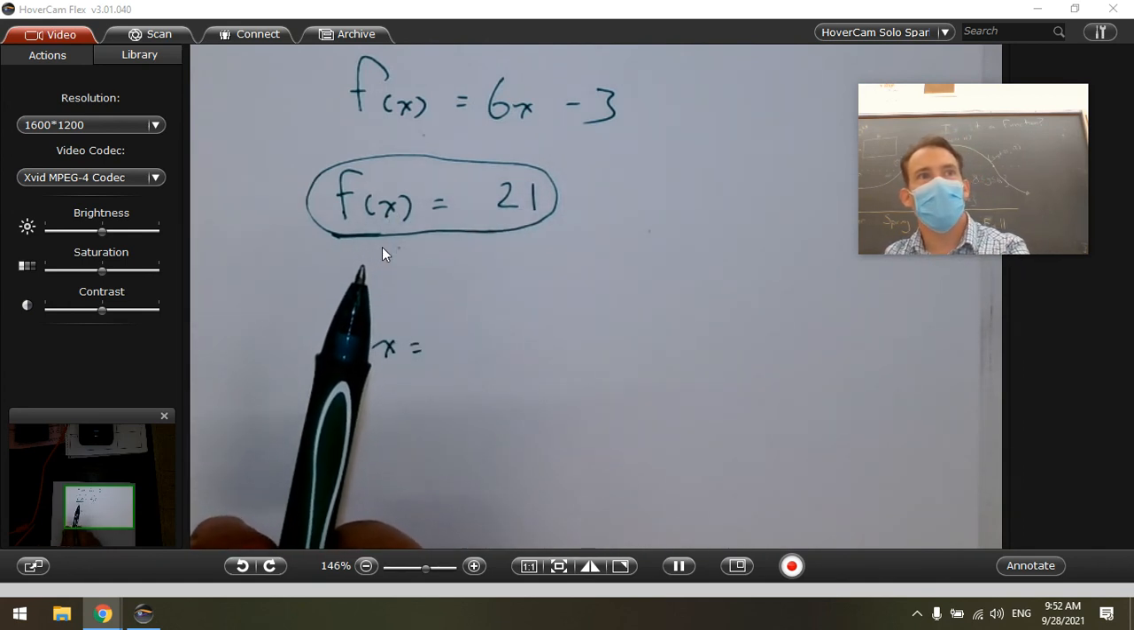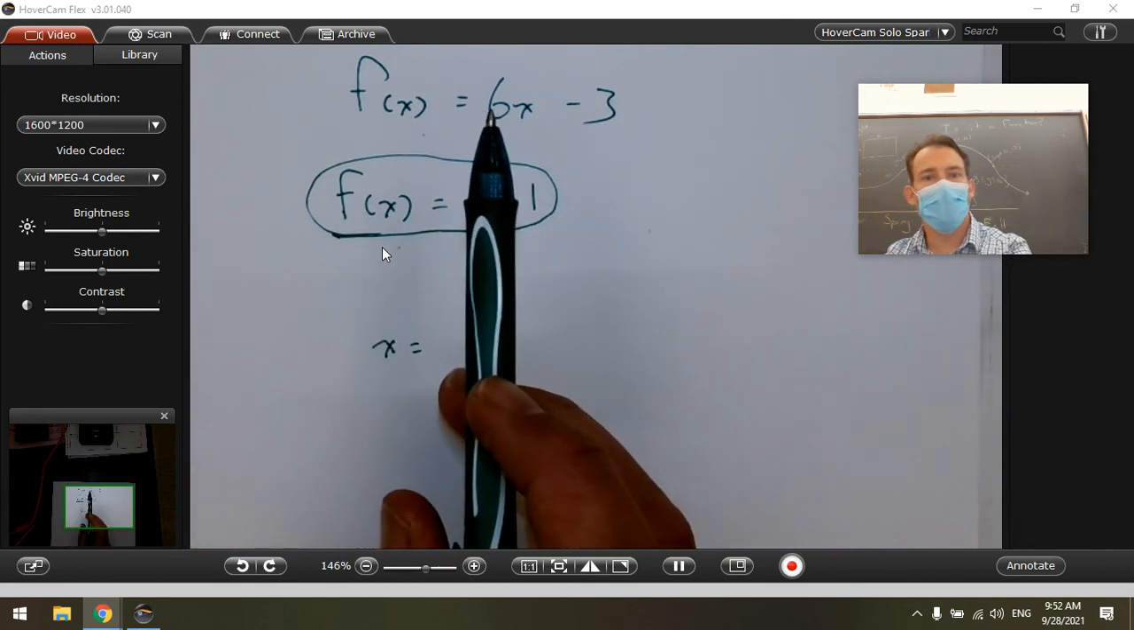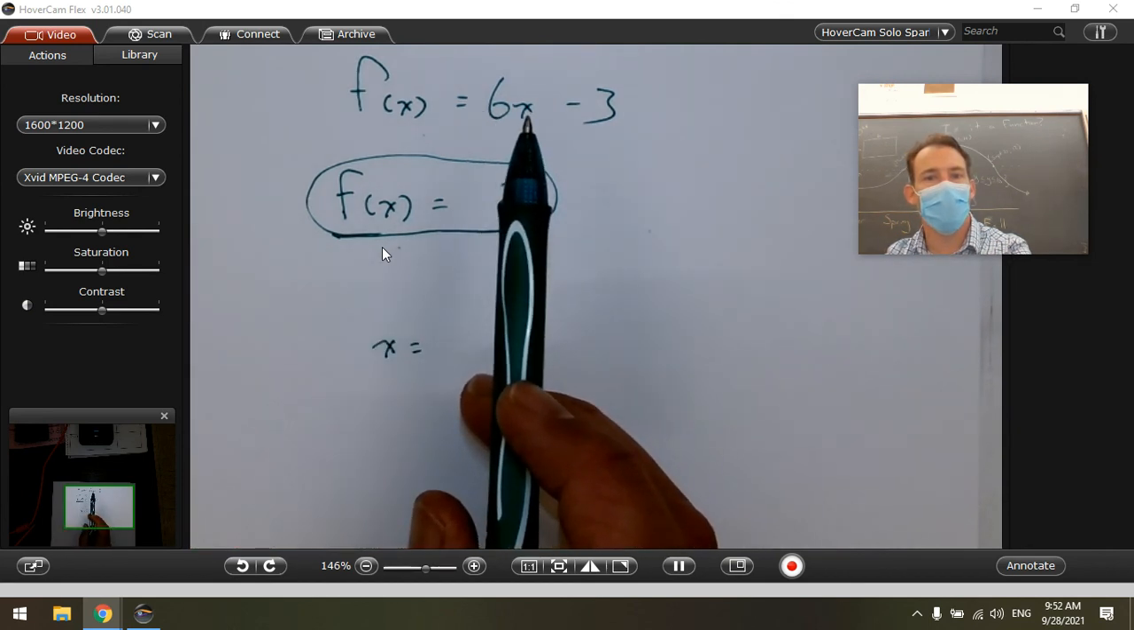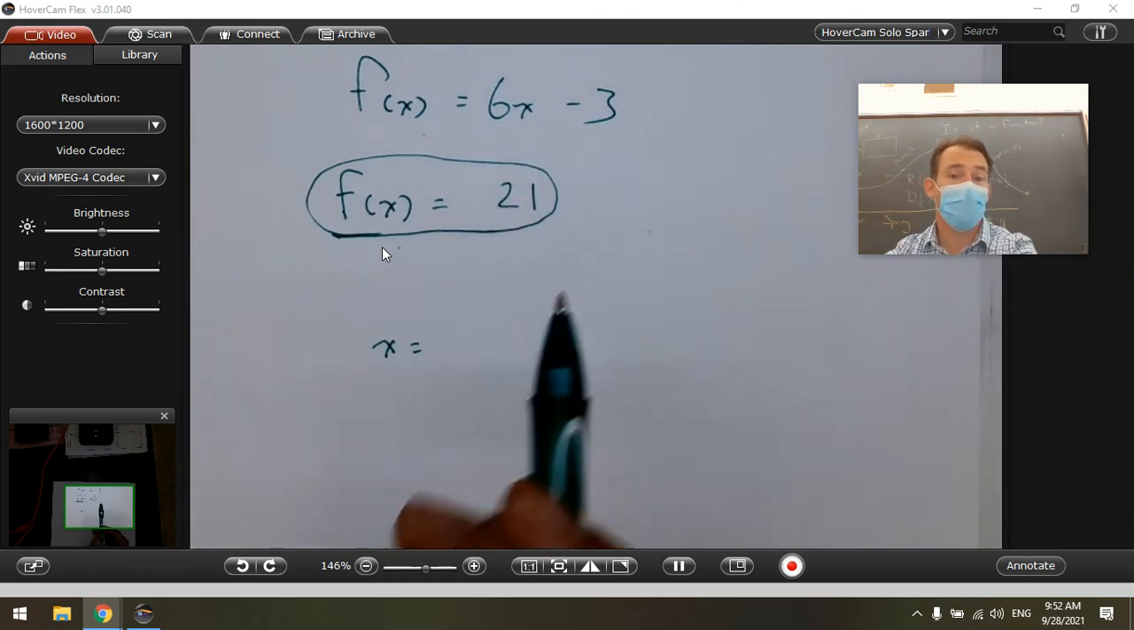Gavin? 4. X is equal to 4. So if I substitute in x is equal to 4, I have 6 times 4 is 24, minus 3 is 21. Great. So x is 4.